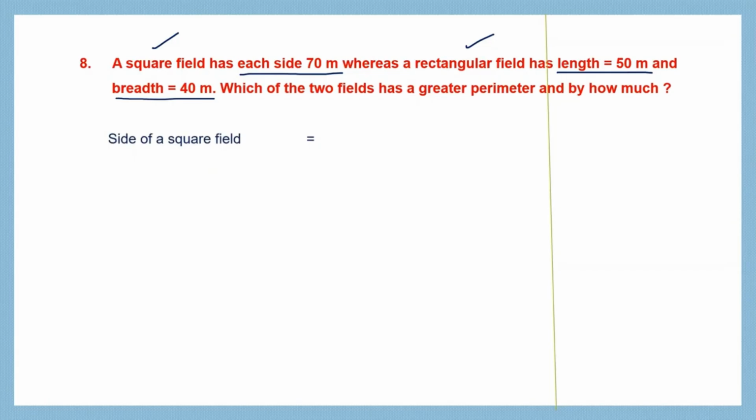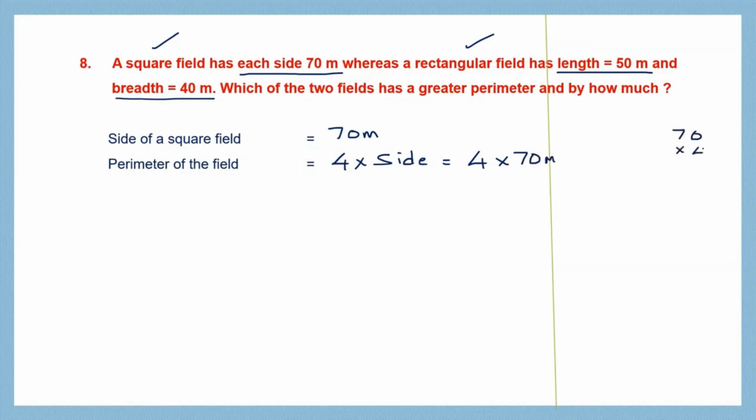Side of a square field we have been given as 70 meters. So we have to first find the perimeter of the square field, which will be 4 into side, isn't it? So 4 into side is 4 into 70 meters. That is 70 into 4. So let's multiply. 4 zeros are 0, 4 sevens are 28. So perimeter of the square field is 280 meters.